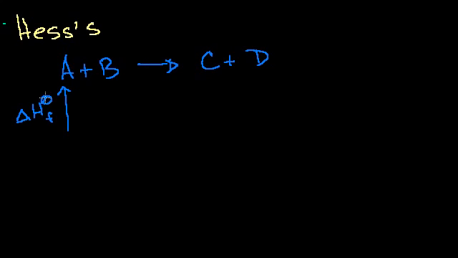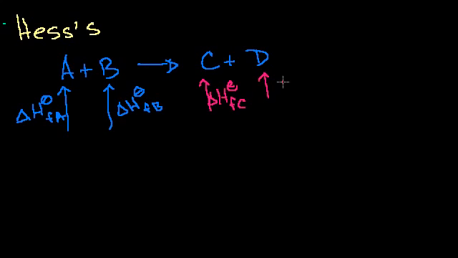This little naught sign tells us it's the standard heat of formation. We can look that up in a table, and let's say that's some number. And then we have the heat of formation of B, the heat of formation of C, which is a change in enthalpy, and then the heat of formation for D. So all of these things we can look up in a table, right? And we'll do that in a second.